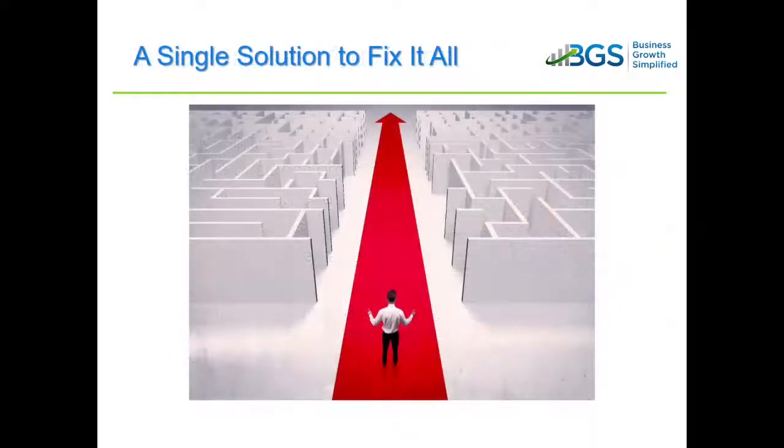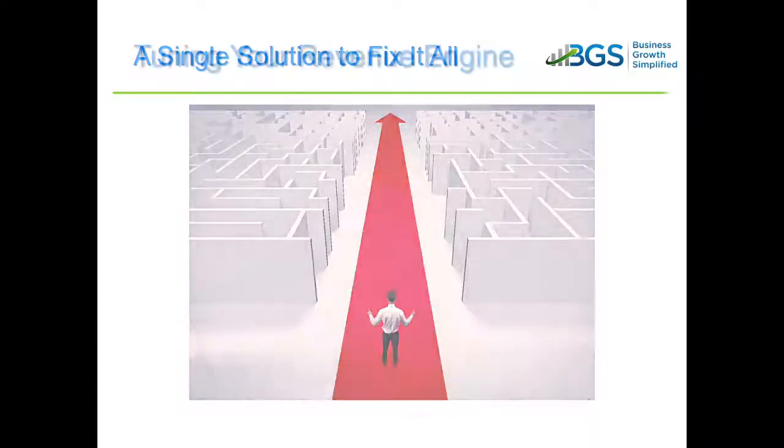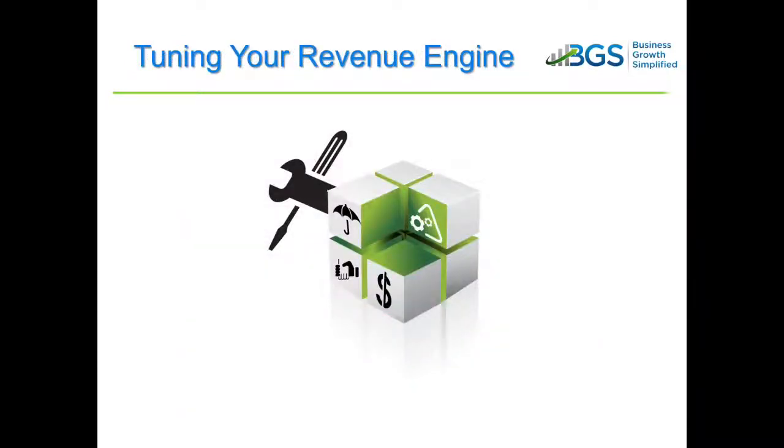What if you could learn a single approach that could pull everything together and fix it all? A simple and easy-to-use system that would accelerate cash flow, speed up your growth, increase sales, decrease overhead, and improve profitability. This is the purpose of our business management model, Tuning Your Revenue Engine. What's different about Tuning Your Revenue Engine is that it focuses on operational metrics instead of your financials.